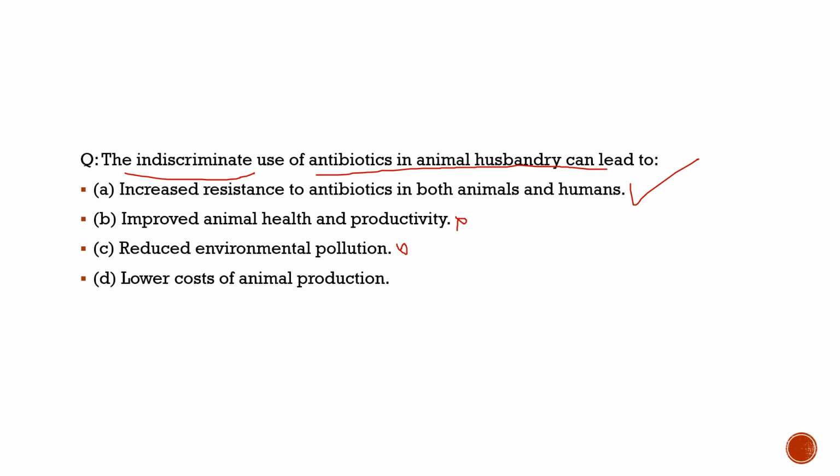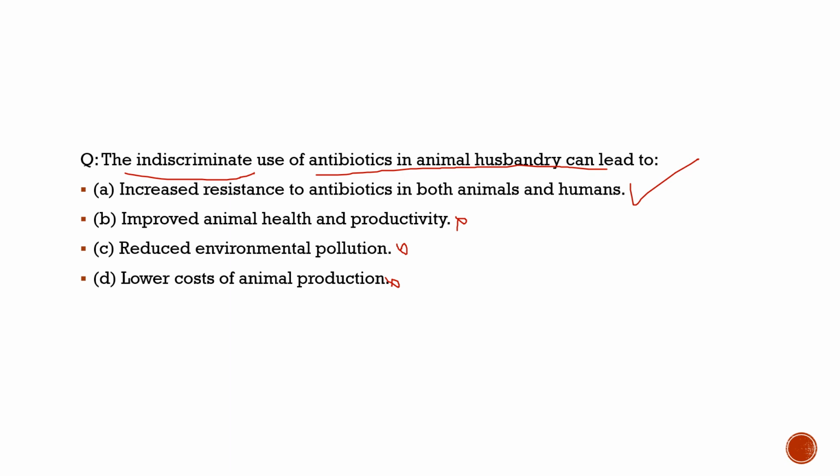Lower costs of animal production. Not that too. It is not the lower costs of animal production. So the major impact of antibiotics in animal husbandry can lead to increased resistance to antibiotics in both humans and animals, which is very much detrimental for both. So with respect to this question, the correct option is option A, which is increased resistance to antibiotics in both animals and humans.